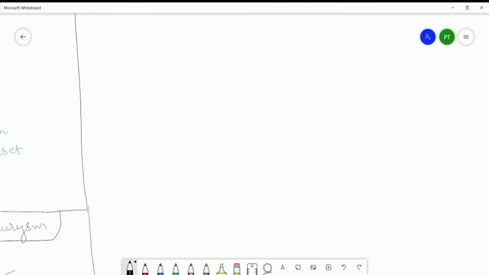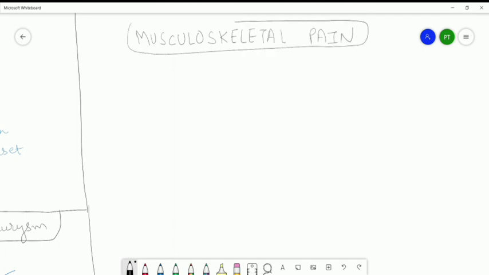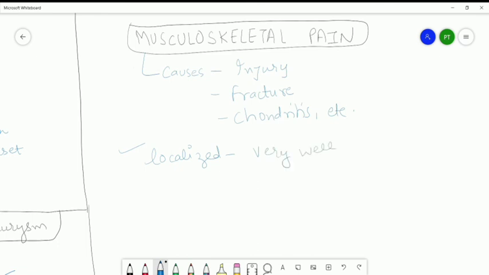Okay, so we have one last, that is musculoskeletal pain. So this is very obvious. You will find a fracture or an injury at the site of pain. So that is mechanical, they have a cause: injury, fracture, or even chondritis. So they have a cause for pain. It is very well localized to a particular spot. Okay, this is worse by movement and respiration.